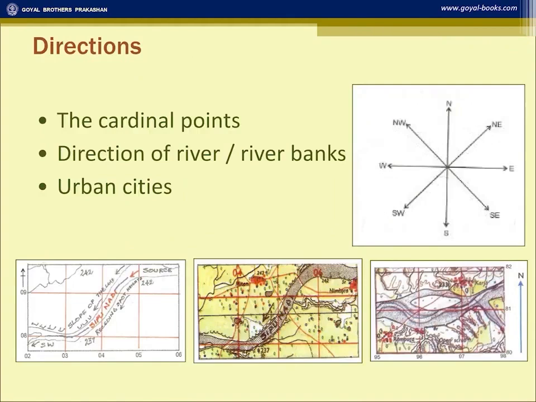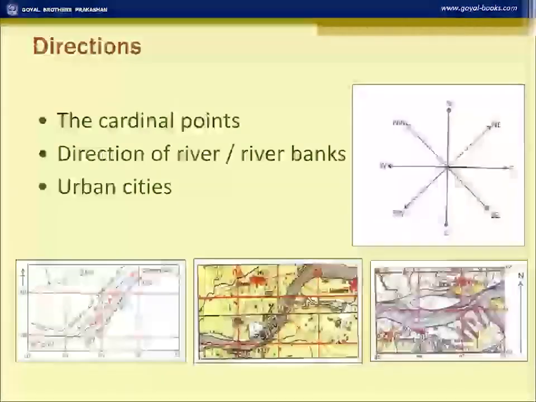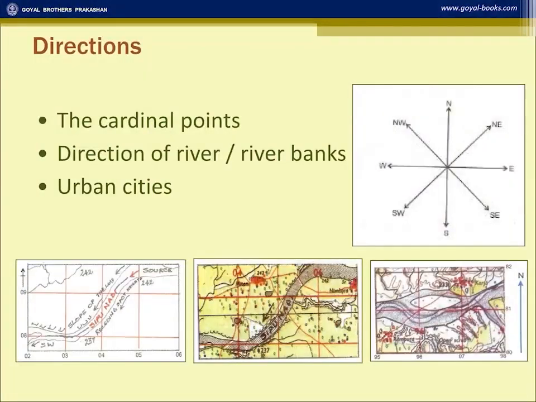Now we come to the directions. Directions are a very important component of survey sheets. Any study that is done on the survey sheet is with the help of directions. The 4 cardinal points you are aware of are north, south, west and east. In between, you can see northeast, southwest, northwest and southeast. So we study all the 8 cardinal points for measuring the distances, finding the direction, and the direction of the flow of the river. Direction of the flow of the river is always maintained by the direction given here.